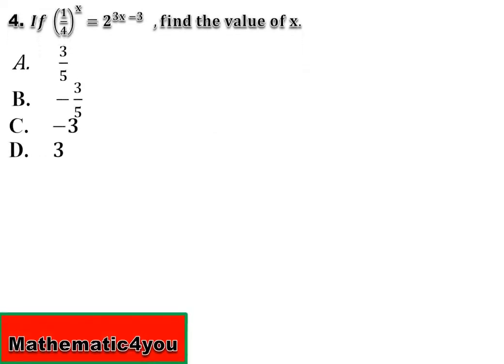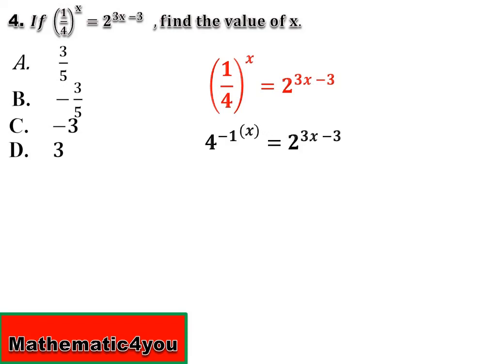If (1 over 4) raised to the power x equals 2 raised to the power 3x minus 3, find the value of x. These are the options. So you have (1 over 4) raised to the power x equal to 2 raised to the power 3x minus 3. Simplify this one: you have 4 raised to the power minus 1, all raised to x, equal to 2 raised to the power 3x minus 3. 1 over 4 can be rewritten as 4 raised to the power minus 1. The inverse of 4 raised to the power minus 1 is 1 over 4.